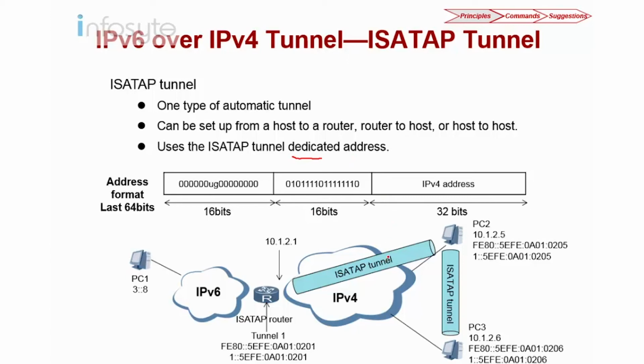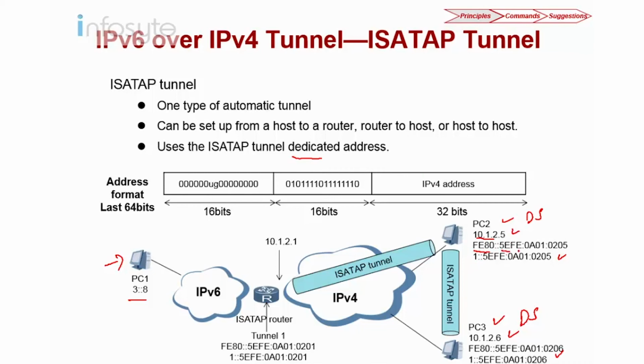Now let's look into this topology. Assuming that on the left hand side here I have a PC with the IP address of 3::8. And I have a PC2 and a PC3. Both the PC2 and the PC3 have to be dual stack. As you can see from here, they have IPv4 and IPv6. Now let's look into the PC2. The PC2 IPv4 is 10.1.2.5.